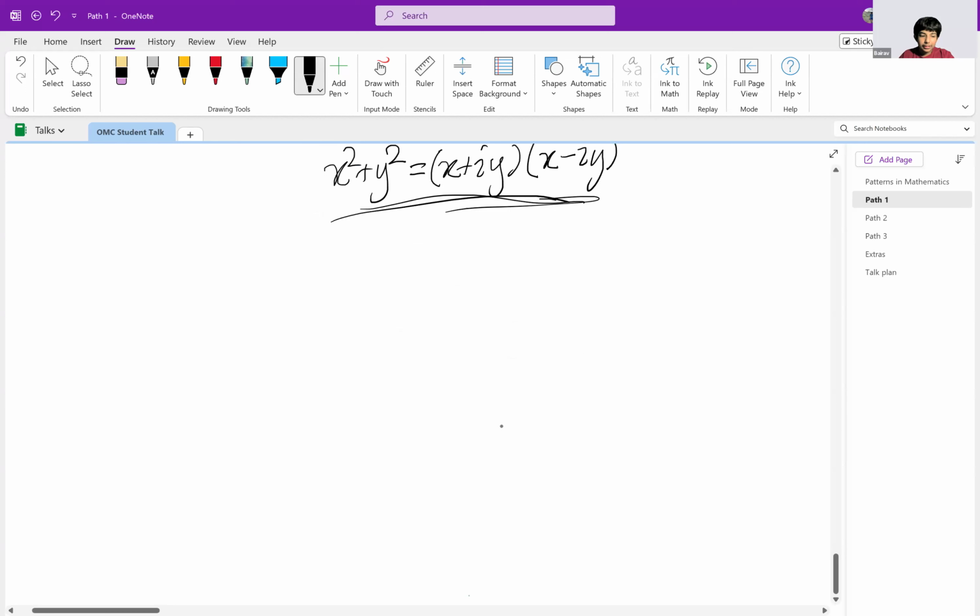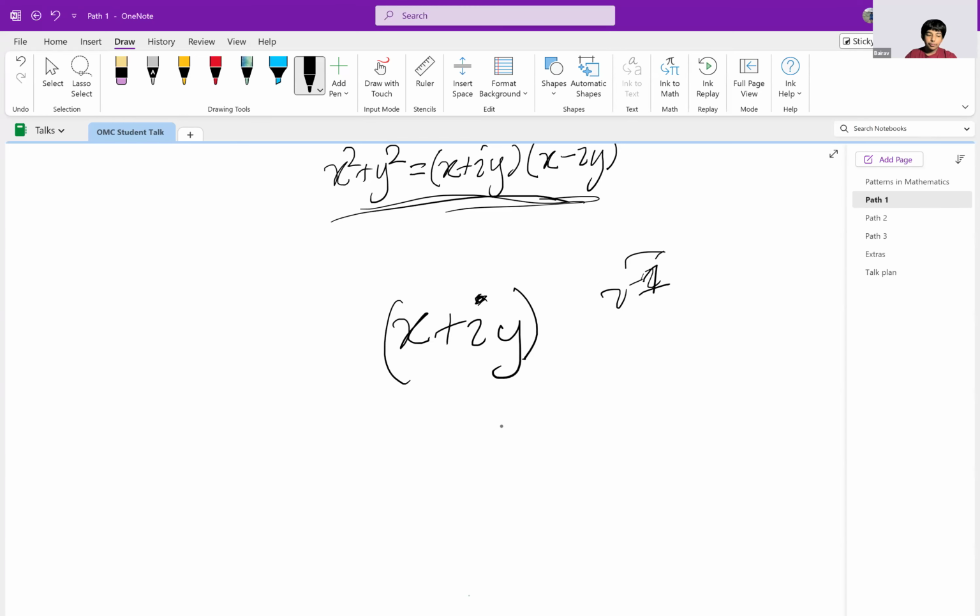Wait, so what are Gaussian integers? If we take i to be the square root of -1, abstractly, then we just define x plus yi, where both of these are integers, as Gaussian integers.